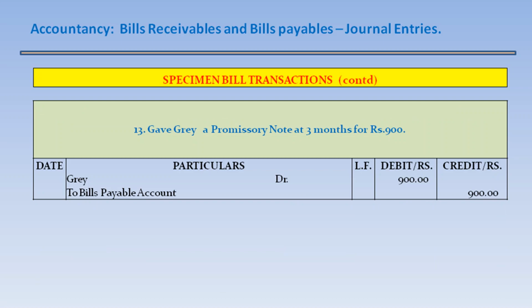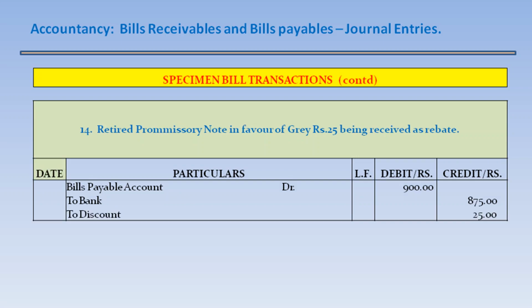13. Gave Gray a promissory note at 3 months for Rs 900. Gray account debit 900, to bills payable account 900. 14. Retired promissory note in favor of Gray, Rs 25 being received as rebate. Bills payable account debit 900, to bank 875, to discount 25 rupees.